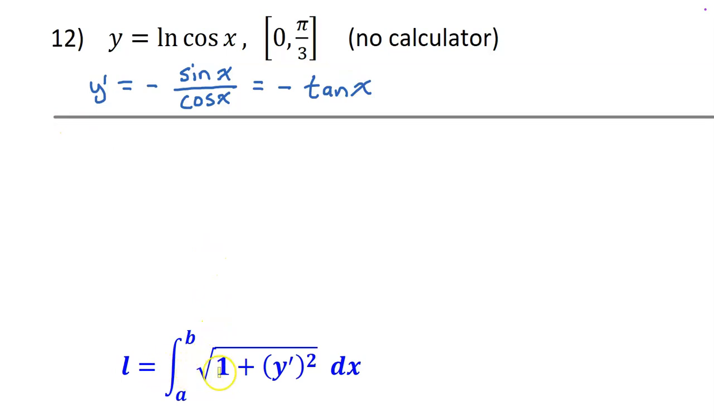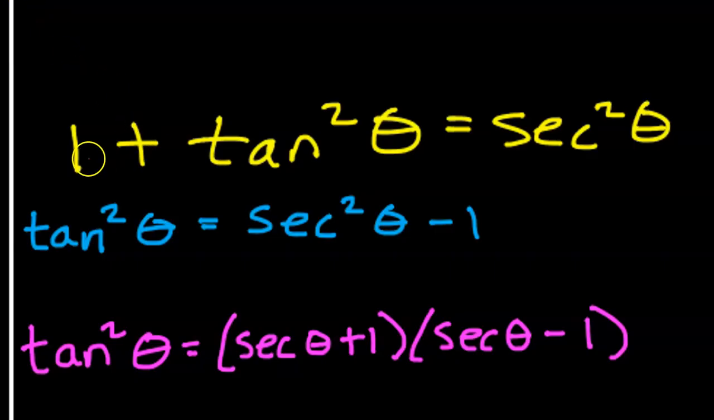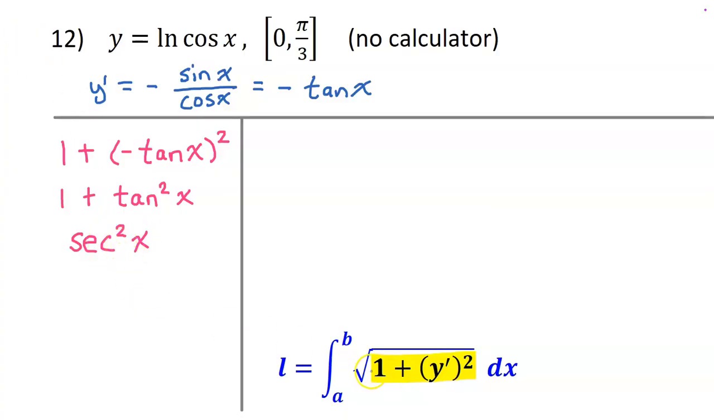Ultimately, we need to set up this arc length formula, but let's start by just setting up the part under the radical. 1 plus y prime squared becomes 1 plus negative tangent x squared. When you square a negative, it becomes positive. So we have 1 plus tangent squared x. Does this look familiar to you? If you remember your Pythagorean identities, you will recall that 1 plus tangent squared is equal to secant squared. So secant squared is what goes under the radical in the arc length formula.